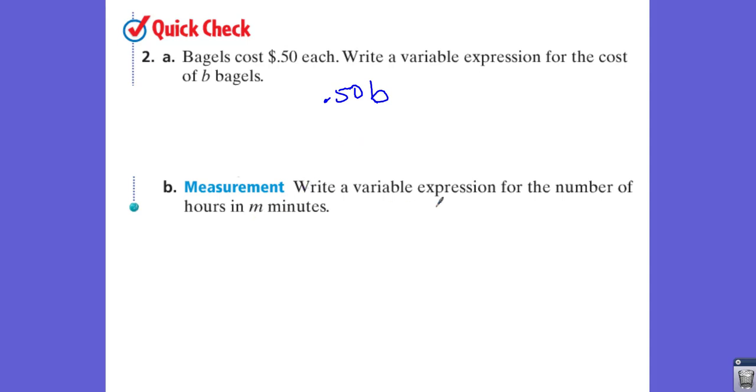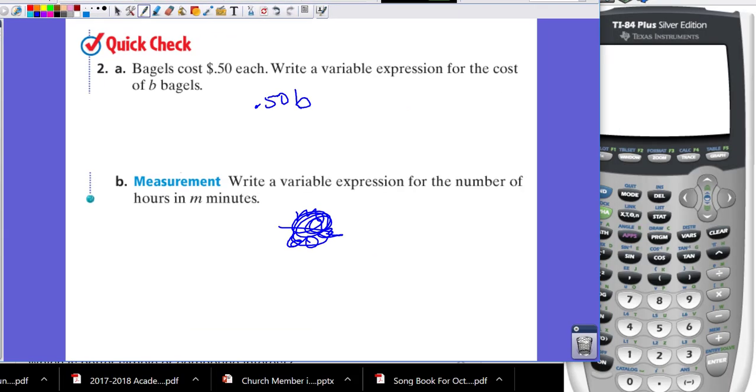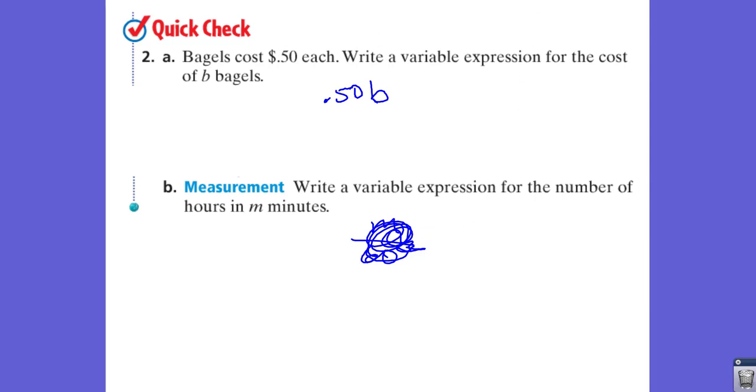Write a variable expression for the number of hours in m minutes. Now, if I'm given minutes, however many that is, let's say it's 60 minutes or 120 minutes or 5,242 minutes, that's my variable. But I do know for however many minutes I have, if I want to convert that to hours, I divide that by 60. I divide the m by 60, and I'll always get hours.